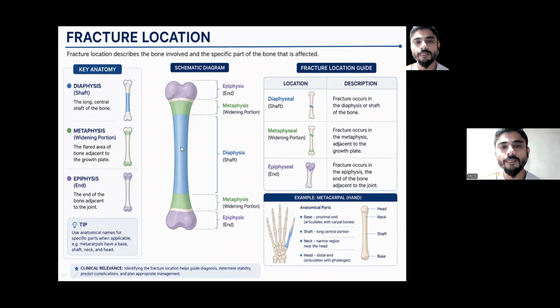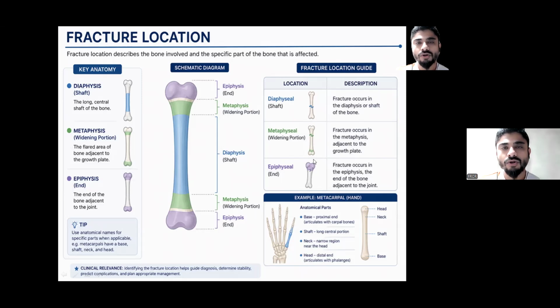When it comes to long bones, we have to describe the bone using these terminologies: epiphysis, metaphysis, and diaphysis. This is the diaphyseal shaft fracture, this is the metaphyseal fracture, and this is the epiphyseal fracture.